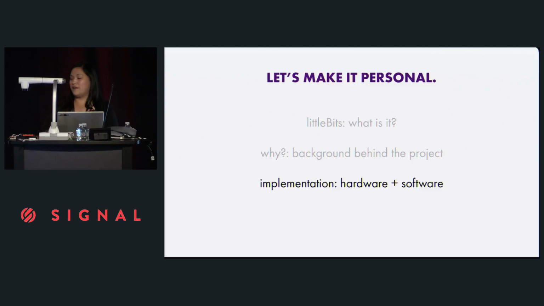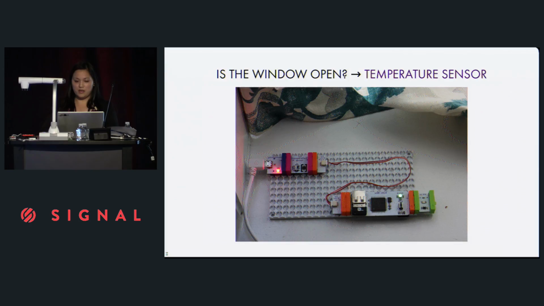So now I'll show you how I implemented the hardware and software of my project. Let's start with hardware. So these are the pictures of the actual circuits around my room. This is the temperature sensor in Fahrenheit mode, connected to a cloudBit, and that's placed on my windowsill.